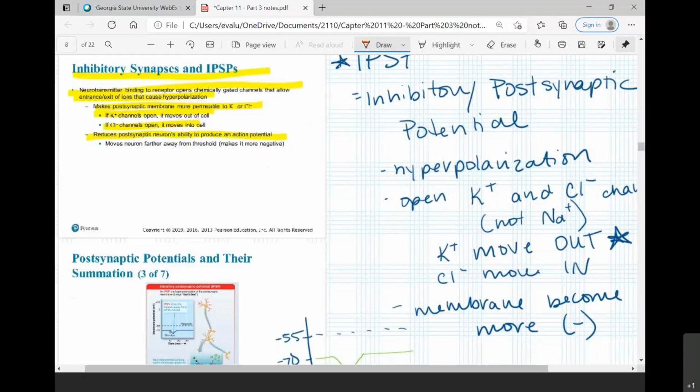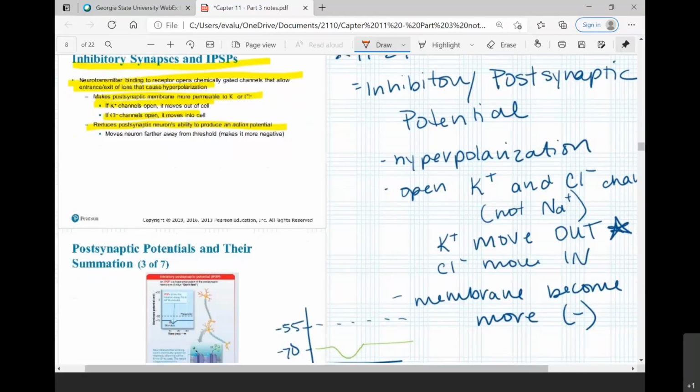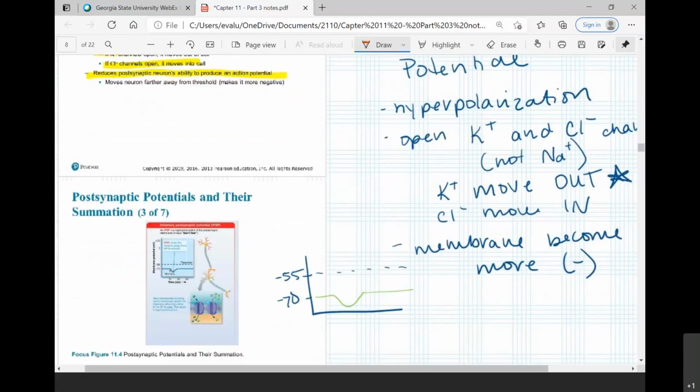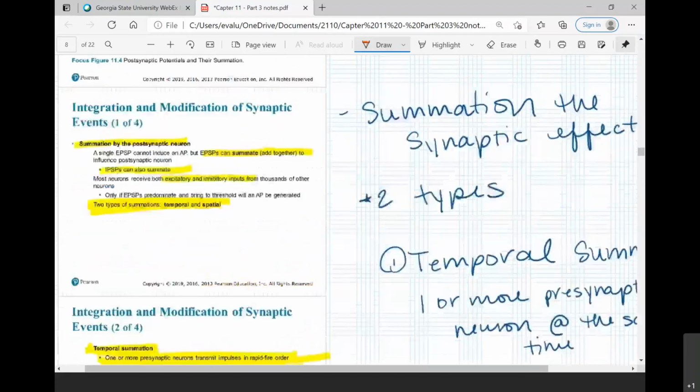So you're going to have your positive ion move out. You're taking all of that positive ion with it. There's not enough chloride movement. It is moving in, but there's not enough movement in to counteract that potassium moving out. So therefore, the membrane will become more negative and it will go down, so that deflection in the graph. That's an IPSP. So with this EPSP and this IPSP, either way, you're getting some sort of small signal happening right at the location where the neurotransmitter binds.